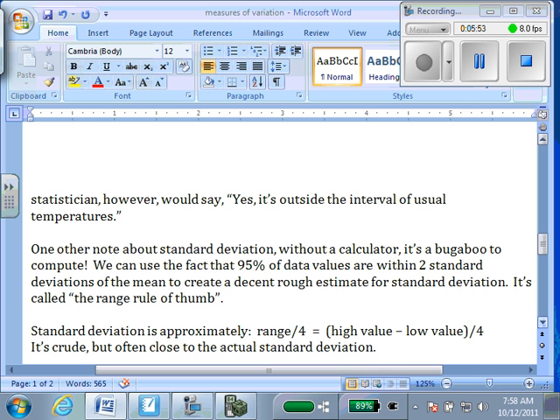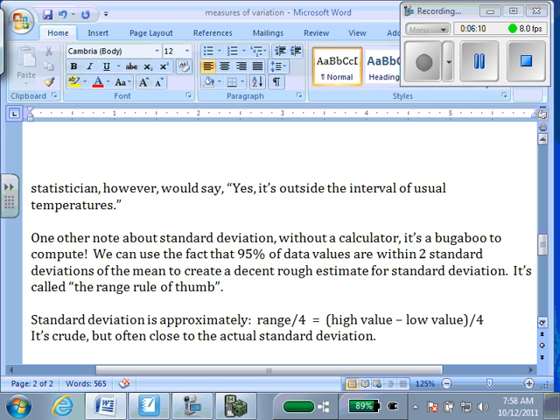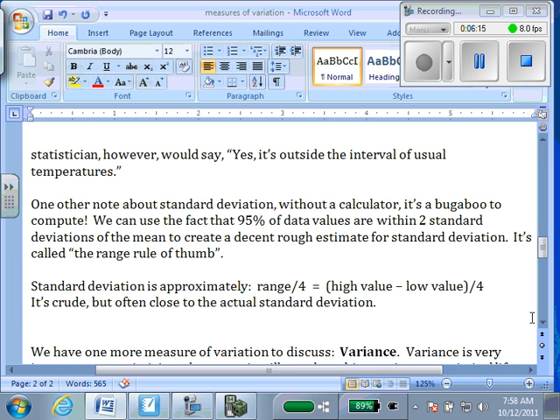One other note about standard deviation without a calculator. It's a bugaboo to compute. We can use the fact that 95% of data values are within 2 standard deviations of the mean to create a decent rough estimate of standard deviation. This rough estimate is found using something called the range rule of thumb. To approximate standard deviation, you take the range, the high value minus the low value, and divide that by 4. It's crude, but it is often close to the actual standard deviation.